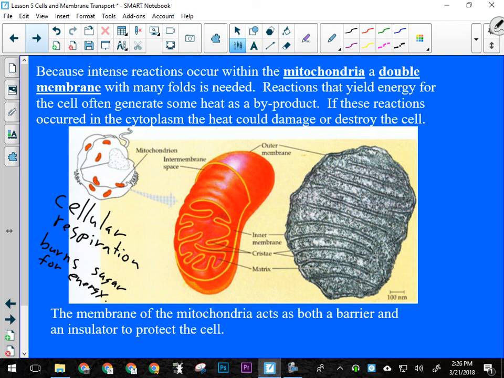Because the reactions that go on inside the mitochondria yield energy, they also give off a lot of heat. So this is an organelle that needs two membranes, because it's got to be kind of like a thermos. It has to insulate itself against the rest of the cell. If it doesn't, the heat that it will generate could damage other parts of the cell or cause them to not function properly. Okay? As an example, if you have a fever, how do you feel besides hot and cold?